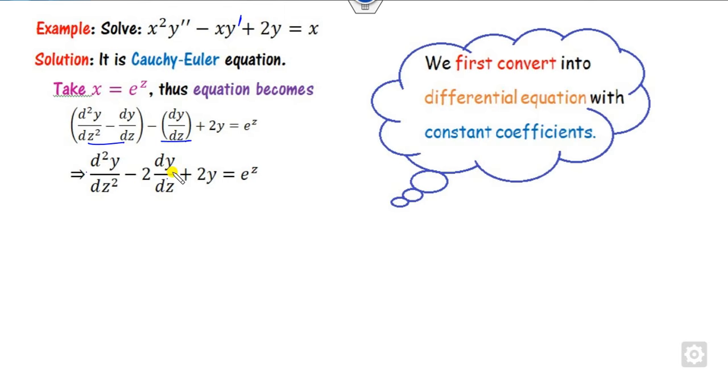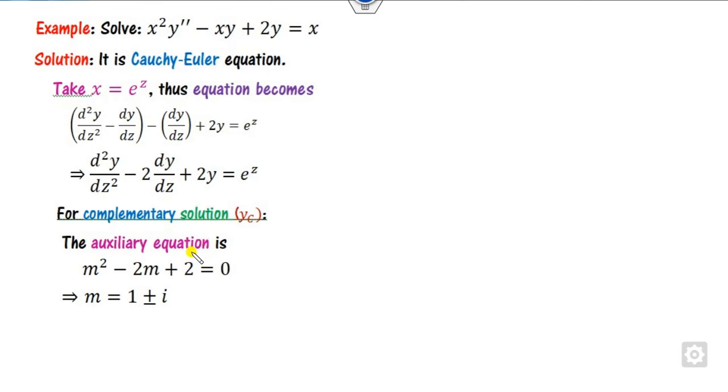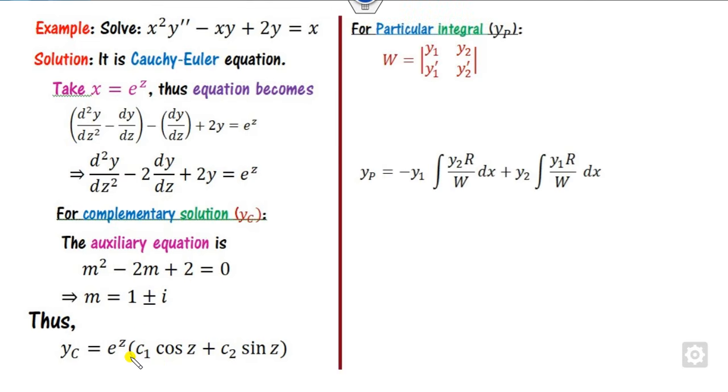Now this is the constant coefficients equation. You can find the auxiliary equation here. The roots are plus minus 1 plus minus iota, so this is the alpha plus minus iota form. Now since it is in terms of z, you can find the particular integral using the Wronskian W.